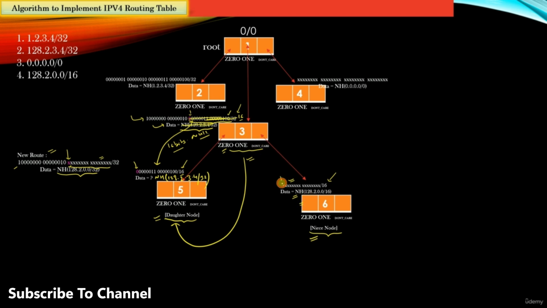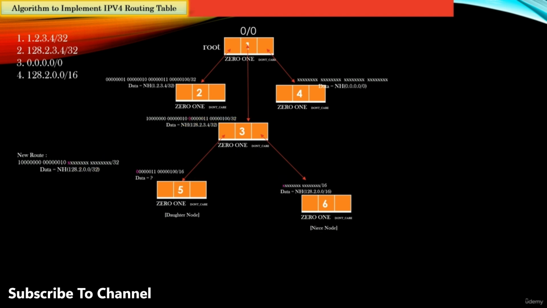Because the first bit of this niece node is a don't care. So this is the procedure of splitting a node. You can rewind this video and go through the explanation again to understand it better. However, we are going to insert a few more routes in this tree and we will discuss the node split algorithm a few more times again.